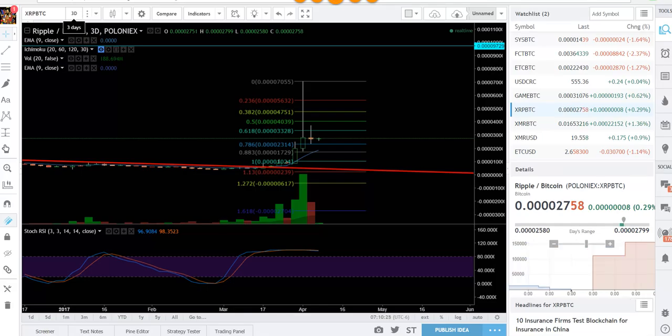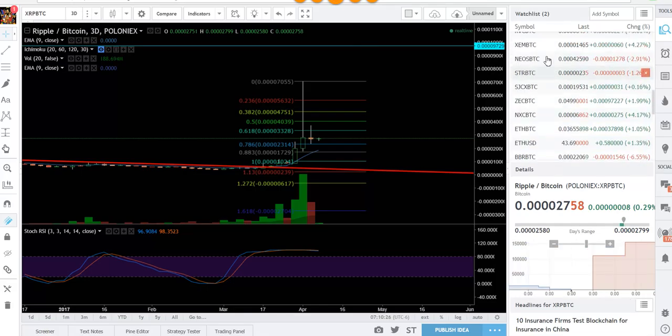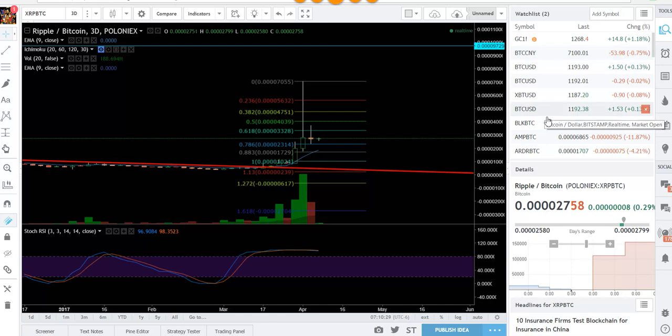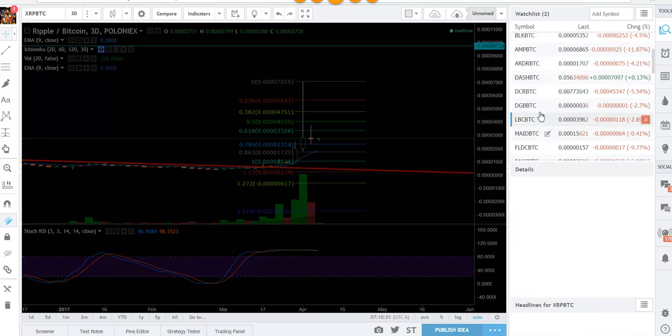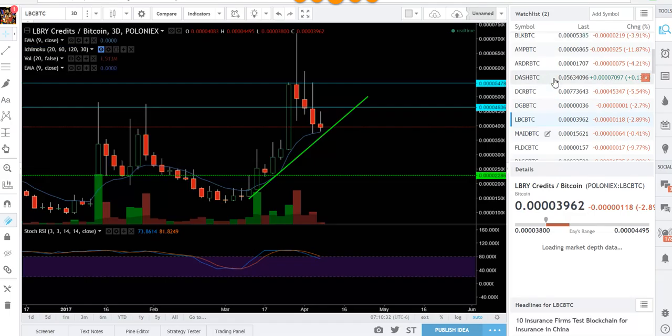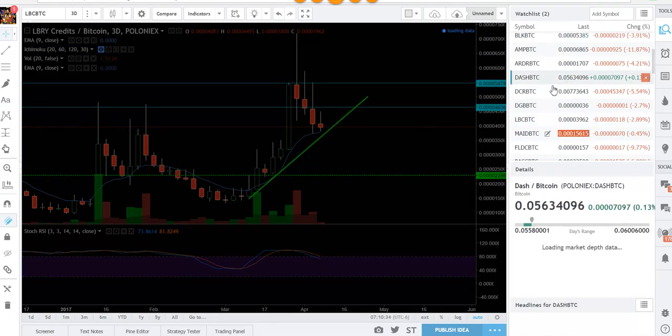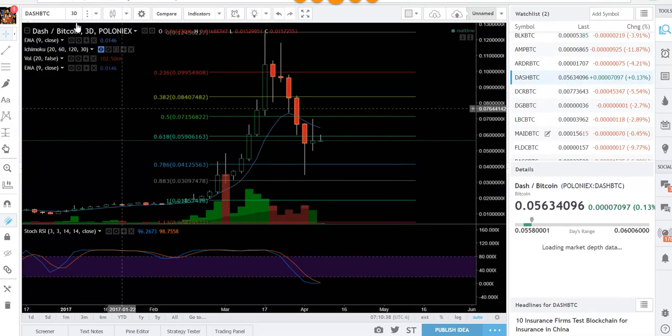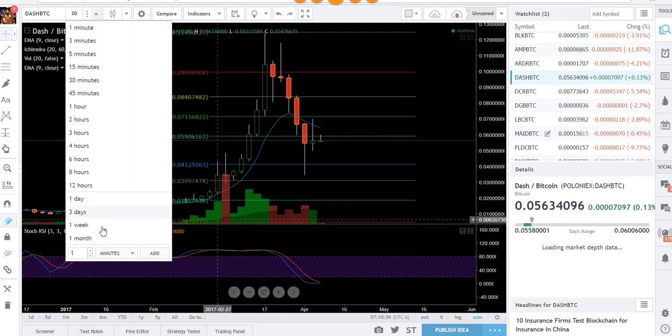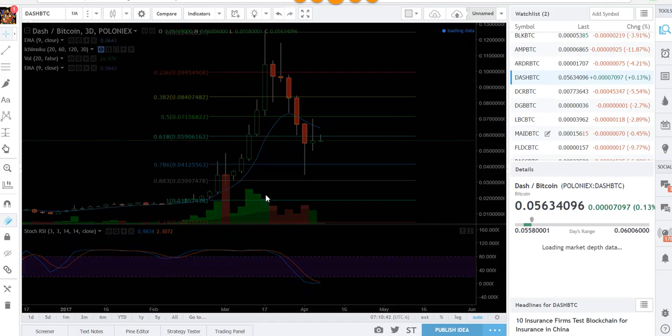Like let's look at Dash now, because Dash just went through a large move. And it's actually still strong on the monthly. Okay? Still strong on the monthly. It's getting a 3-day crossover too. Okay, well, let's check this out.